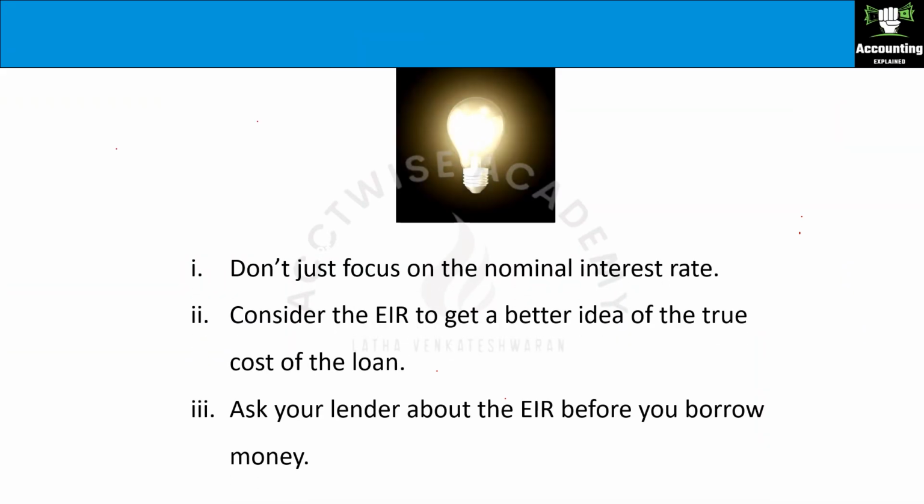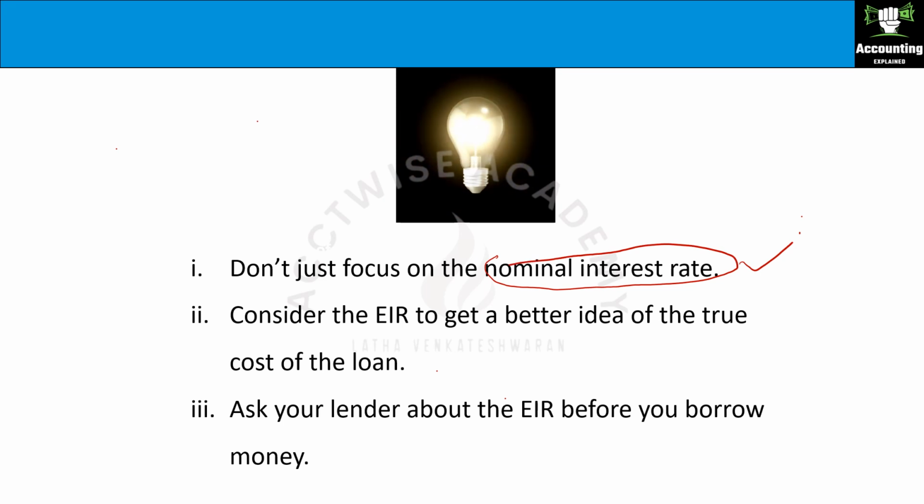Now we are going to see points to remember while considering EIR. First, don't just focus on the nominal interest rate. You should not only see the nominal interest rate, you should also see EIR. Consider the EIR to get a better idea of the true cost of the loan. So we have to know the true cost of borrowing with EIR, then compare it with the nominal interest. Ask your lender about the EIR.